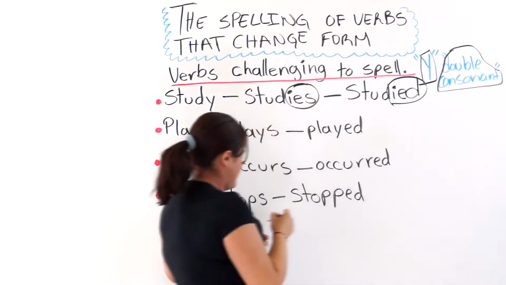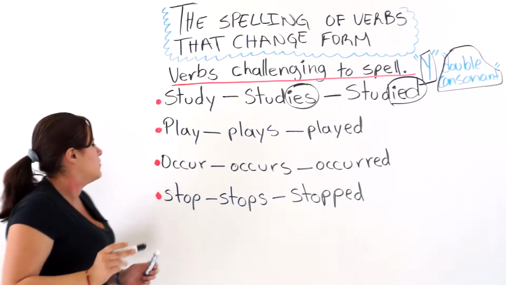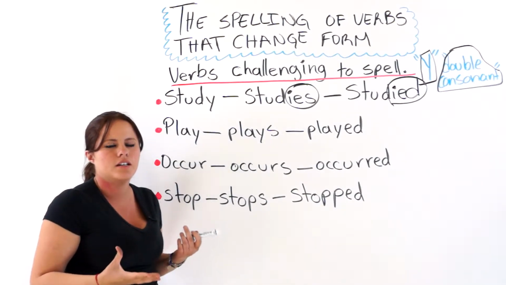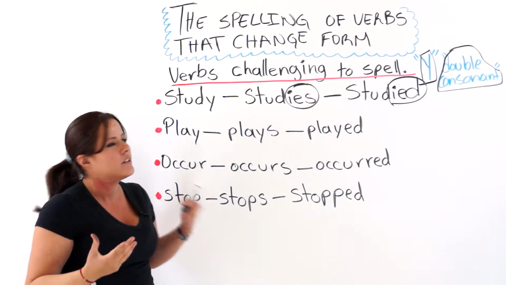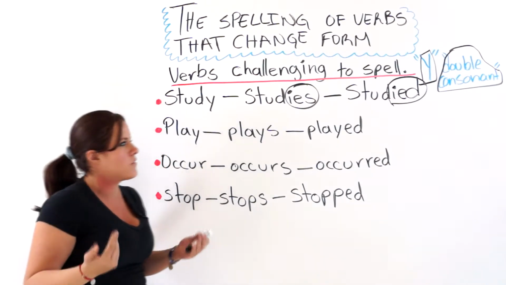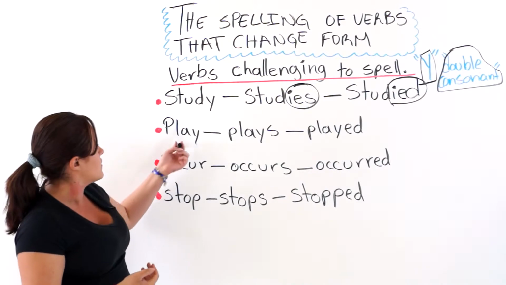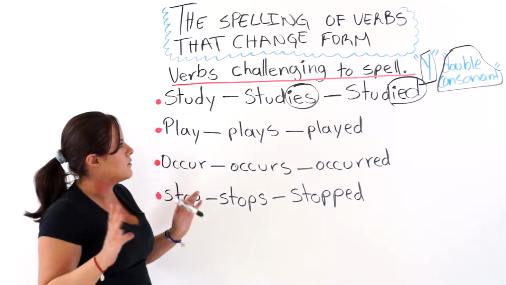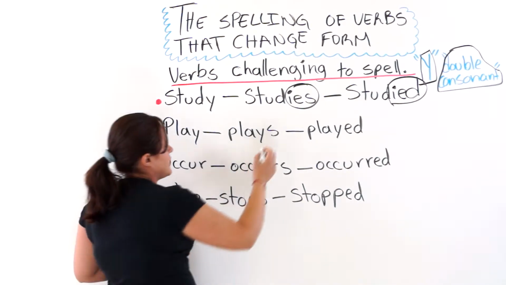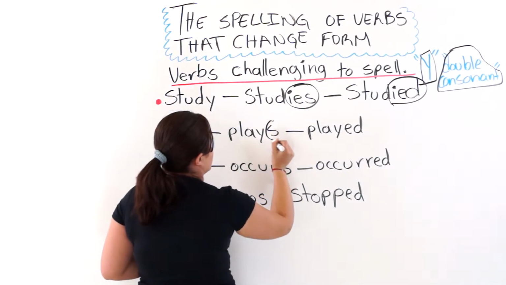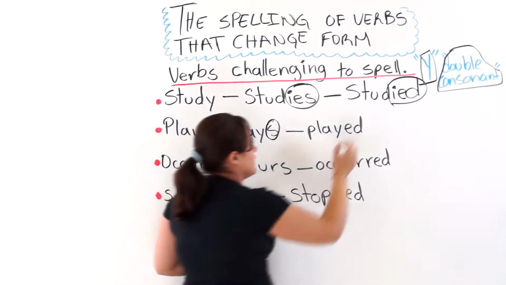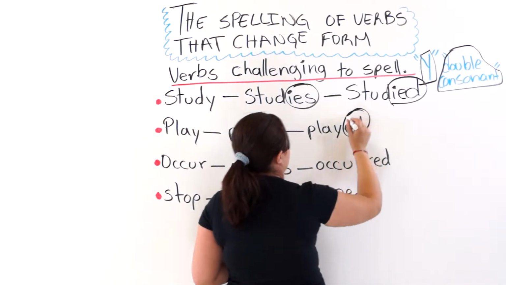So it is quite the challenge to know which letters to add at the end of the verb in order to make the present tense when you're speaking in third person or the past tense. This one also ends in Y, and notice here, play. In third person you just add an S, plays. And in the past tense you simply add ED.